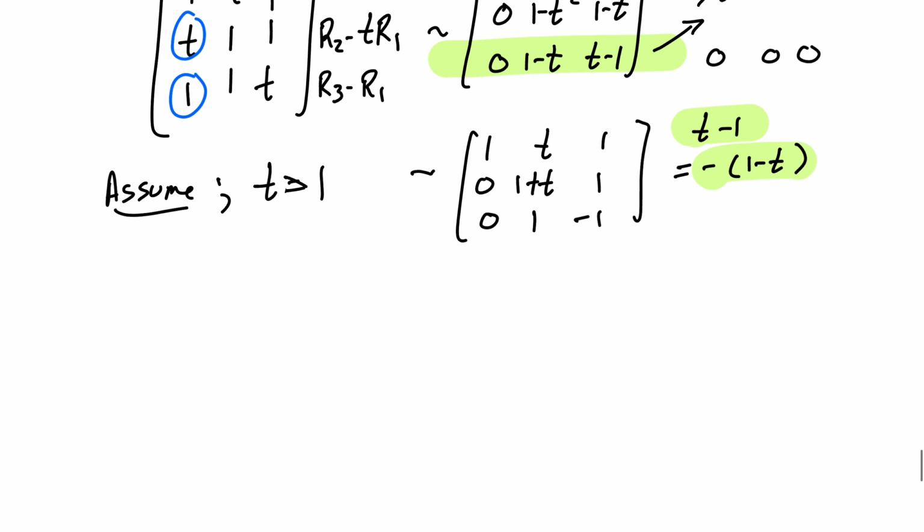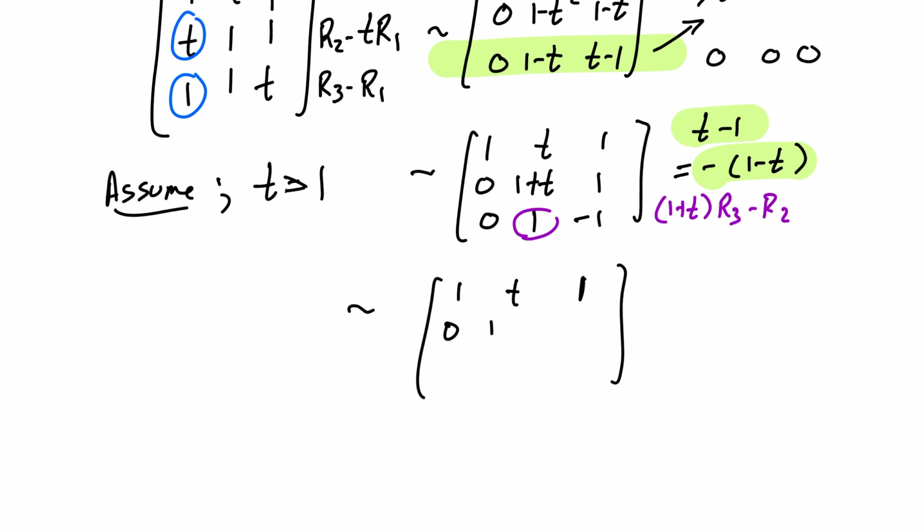All right, so now that I'm here, I want to push this further again. I want to see if I can make this entry a 0. So what I'm going to do is multiply row 3 by 1 plus t, and subtract row 2 from that. The first row is unchanged. The second row is also unchanged. And the third row becomes 0, 0. And then this ends up being negative 1 minus t minus 1.